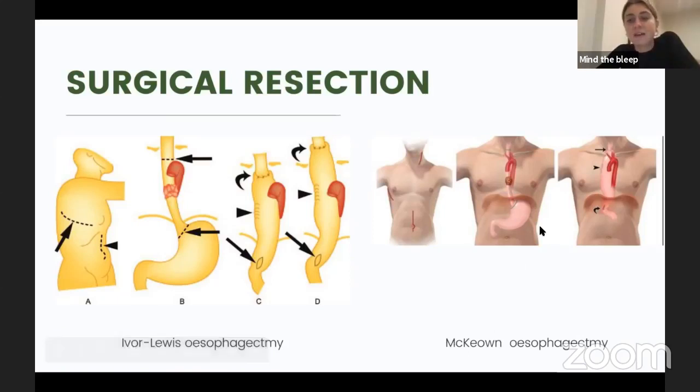McKeown esophagectomy is another approach to treatment of adenocarcinomas, but now you're going to have an incision on the right side of the chest, you're going to have a laparotomy, and you also are going to have a neck incision. But essentially the outcome is very similar, to create this conduit by excising the esophagus, top of the stomach, and the tumor and the surrounding lymph nodes.